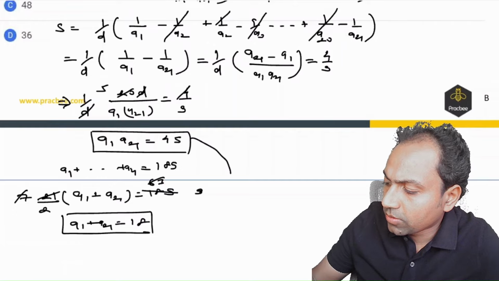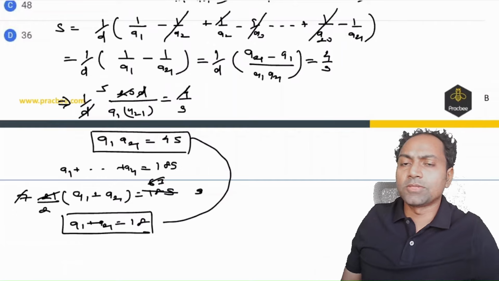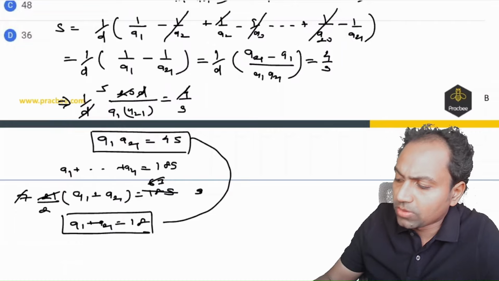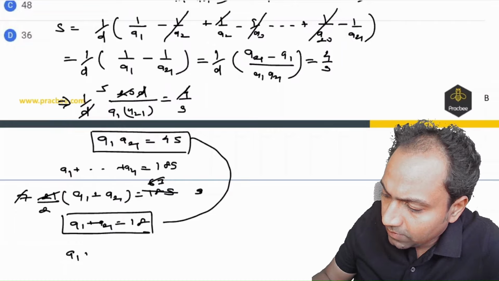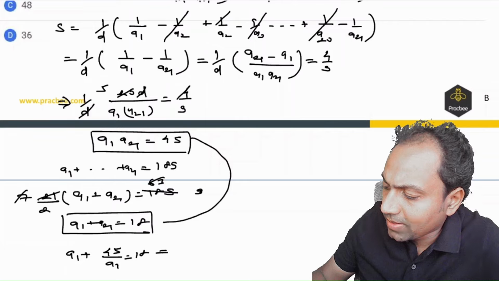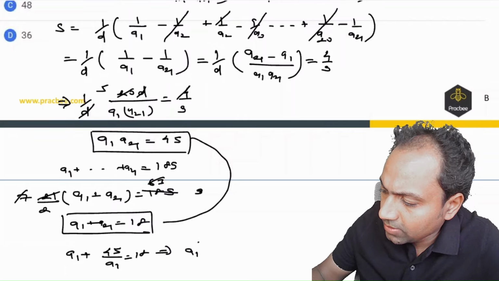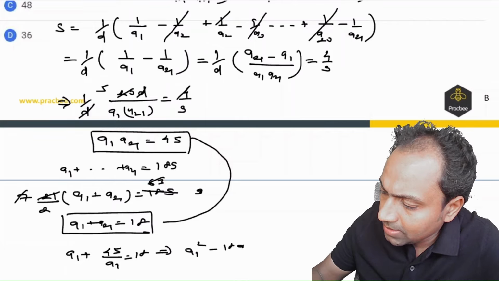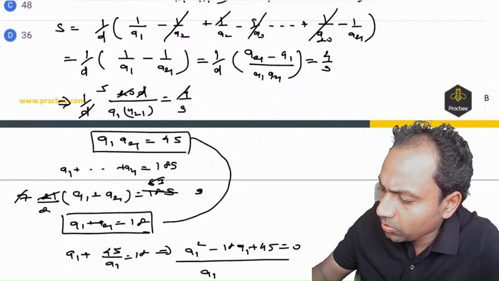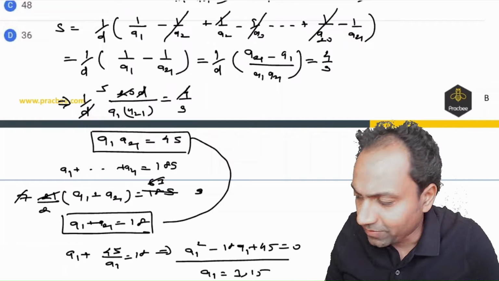Now if the product of them is equal to 45, sum is equal to 18, so you can also guess, but if you're finding it difficult to guess, you can substitute the value of a1. So a1 plus 45 by a1 is equal to 18. If you simplify this, this becomes a quadratic. So a1 square minus 18a1 plus 45 equal to 0. And if you solve this quadratic, you get two values of a1, 3 and 15. We can consider any value. It will not make much of a difference.